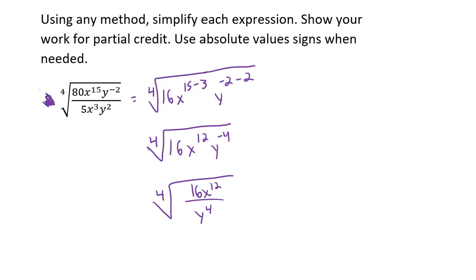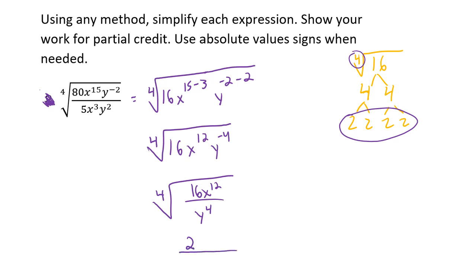Going to simplify the 4th root of 16. That is 4 times 4, 2 times 2, 2 times 2. And since we have an index of 4, we need 4 of the same number to make a circle. So I will have a 2 outside of the radical. I have 12 x's, 1, 2, 3, 4, 8, and 12. So that's 1, 2, 3 circles. That's x to the 3rd.